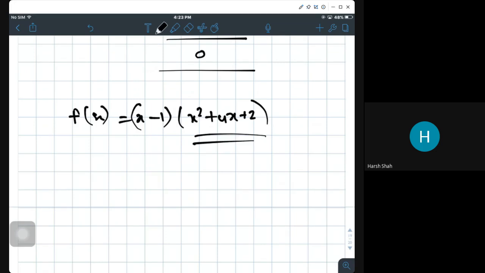Okay. Then we have something known as multiplicity. Is there any problem, Harish? No, sir. Yeah.